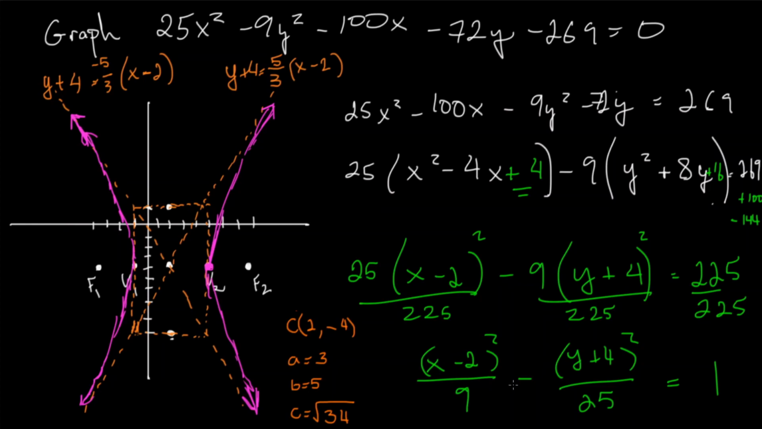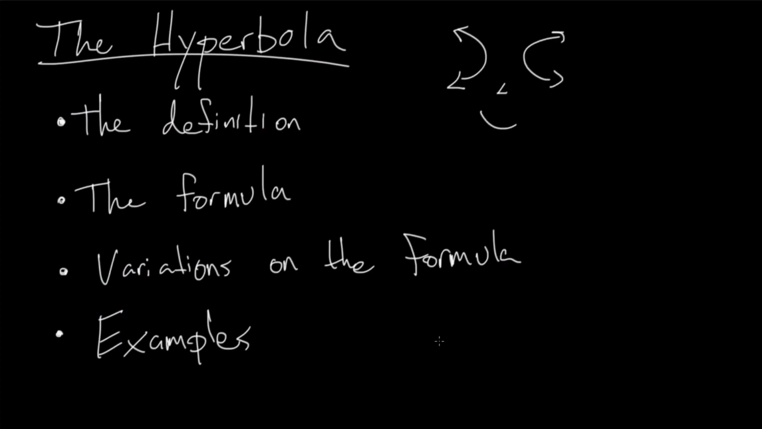All right, once again, there's other types of problems I could give you here, but I'm going to keep it simple. And with that said, I am going to go ahead and wrap this video up. Let me jump back to the first slide. We looked at the hyperbola. We looked at the definition. We looked at the formula. We looked at the variations on the formula, if it has a vertical or horizontal transverse axis, and if that center has been shifted. And in doing that, we looked at some examples.